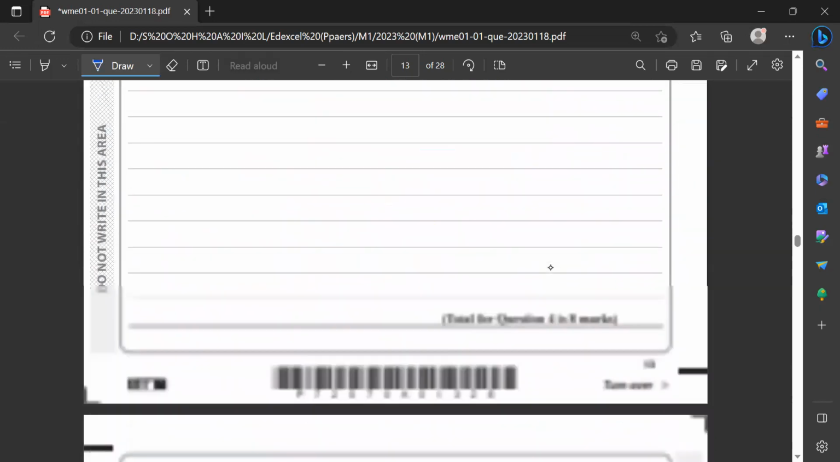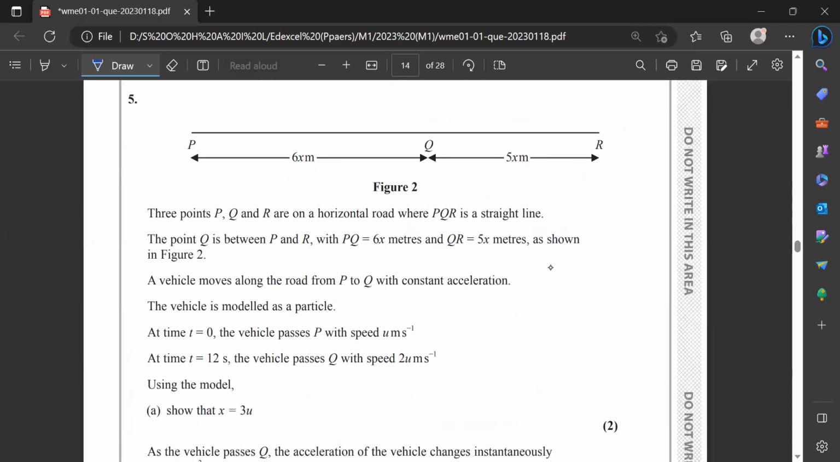Next is question number 5. The points P and R are on the same horizontal road where PR is a straight line. The point Q is between P and R, and PQ is 6x and QR is 5x meters. As in figure 2, a vehicle moves along the road from P to Q with a constant acceleration. The vehicle is modeled as a particle. At time t equals 0, the vehicle passes P with speed u. At time t equals 12, the vehicle passes Q with speed 2u. Using the model, show that x equals 3.